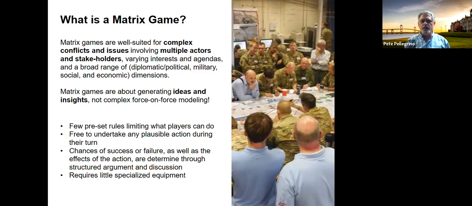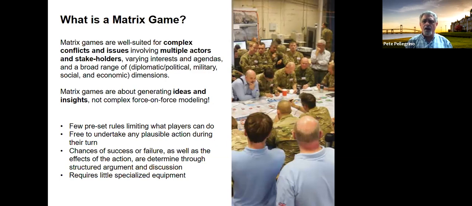What makes matrix gaming attractive to some people is this idea that there's very little in the way of quote unquote rules. So people don't have to read a bunch of information and learn a complex set of rules to come and play a matrix game. They can pretty much just walk into the room, and after you give them a very short brief, jump right into it. And I'll give you an example of a matrix game at the end here. And there's not a list of what you can and can't do per se. So it's very free form.